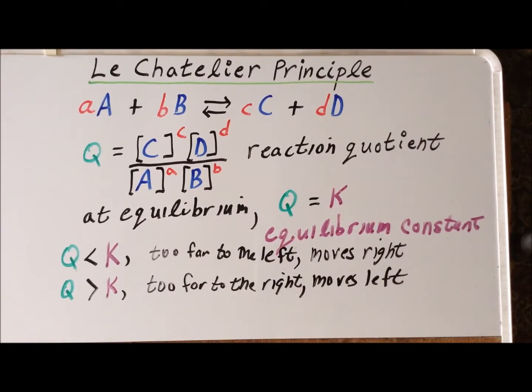The final possibility is that Q is precisely equal to K. If we find this to be true, we know from our condition here that we are actually at equilibrium.